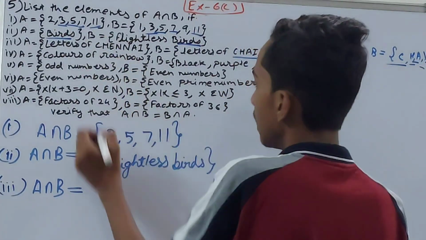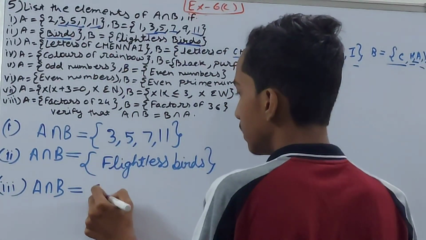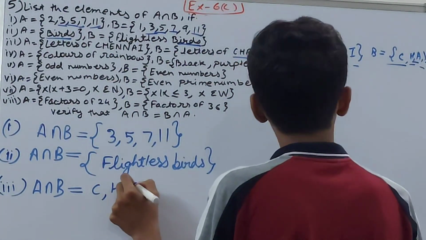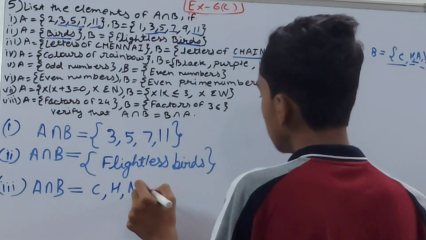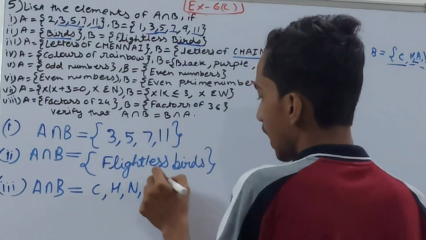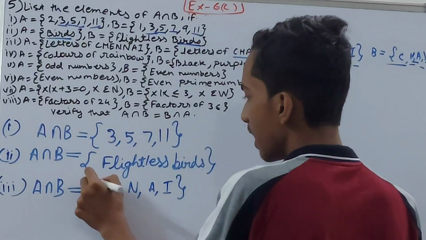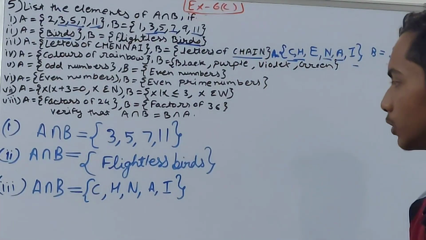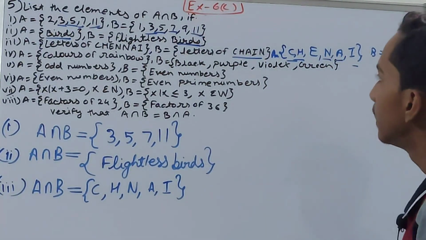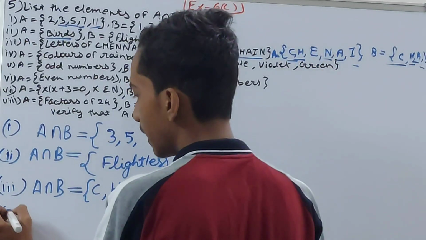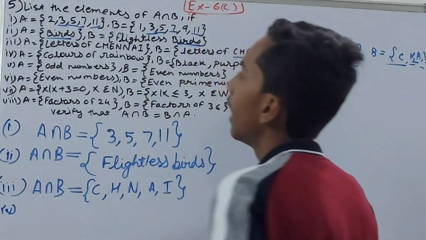Okay, you have C common, H is also common, E is not common, N is common, A is common, and I is common. Only the common elements will come under the intersection. So C, H, N, A, I. Okay, then see, fourth part, what does this say?